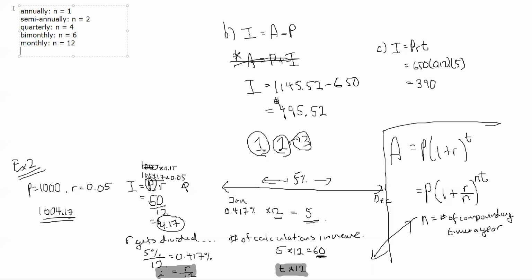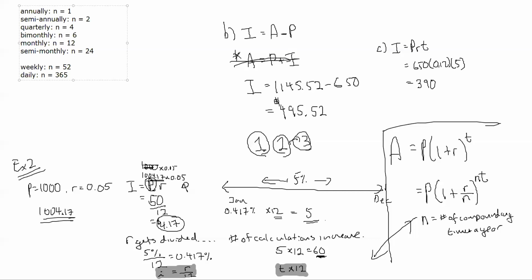If I say semi-monthly, in other words, every half month, well, how many months are there? 12. I'm doing it twice a month, so the number I'm dividing by is 24. If I say weekly, how many weeks are there in a year? Approximately 52. And if I say daily, and yes, there are situations where you calculate interest daily. Ask your parents. It's called a line of credit. Daily, n is equal to 365.